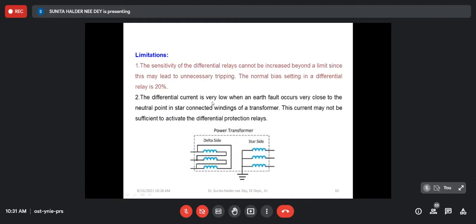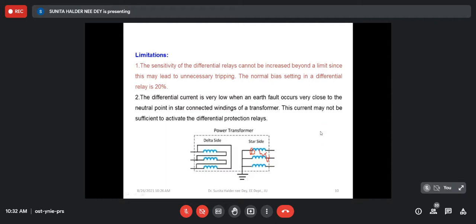Differential current may be very low when an earth fault occurs very close to the neutral point. If an earth fault occurs very close to here, it is not the same as one occurring here, because a very small percentage of the winding will be available for the fault current. So that will look near to the normal current, and it will be very difficult for the differential relay to identify. The differential relay cannot identify it because it will not see any difference between the normal and abnormal condition, because the fault is very near to the earth point, the neutral point of the star point of the transformer.